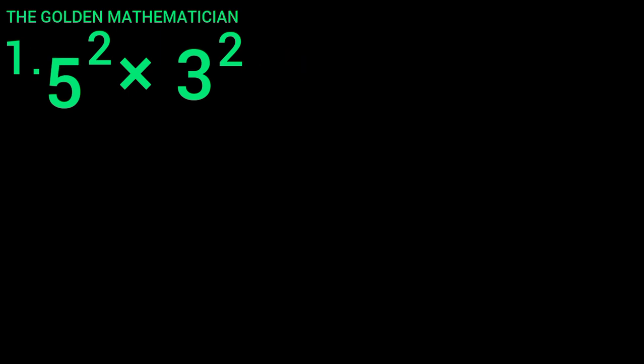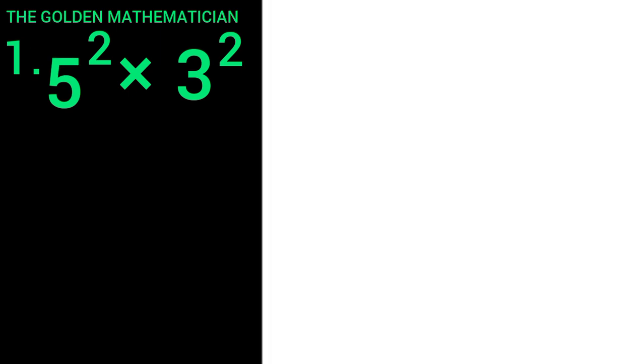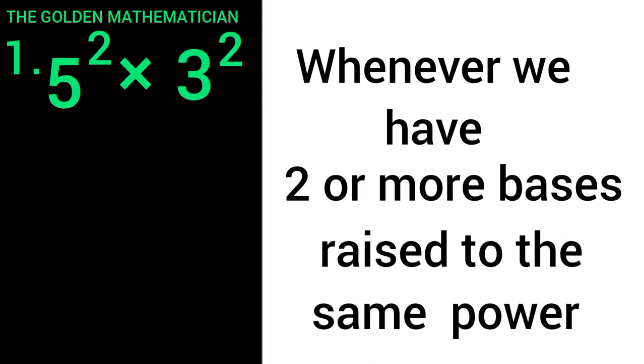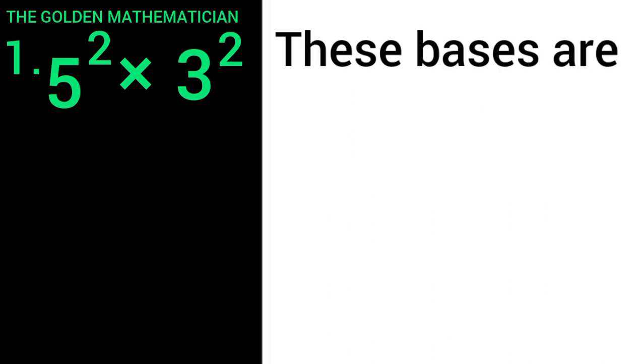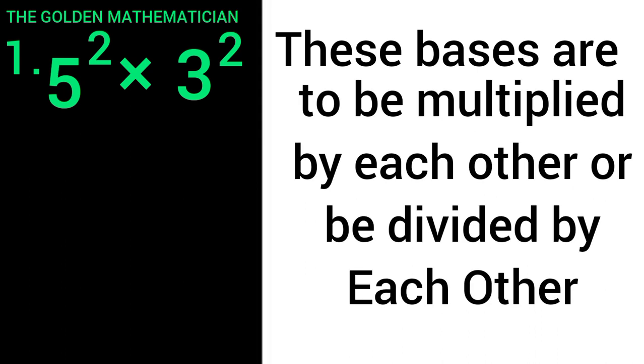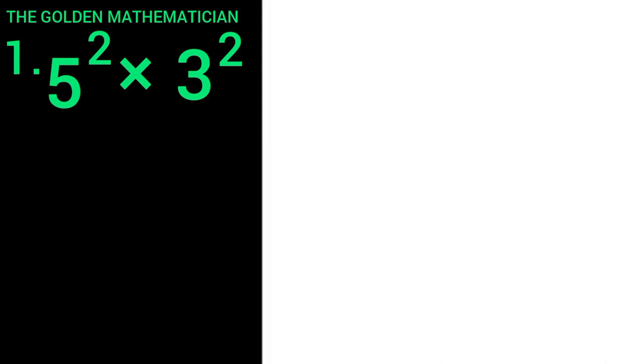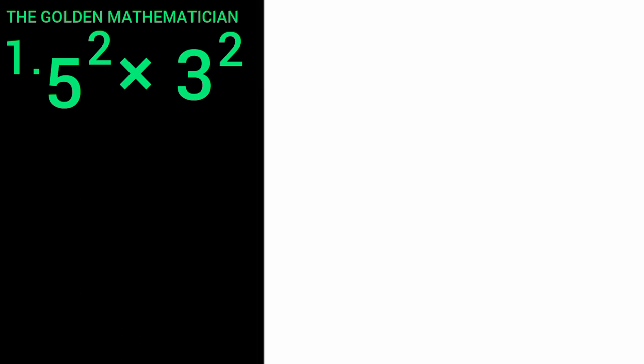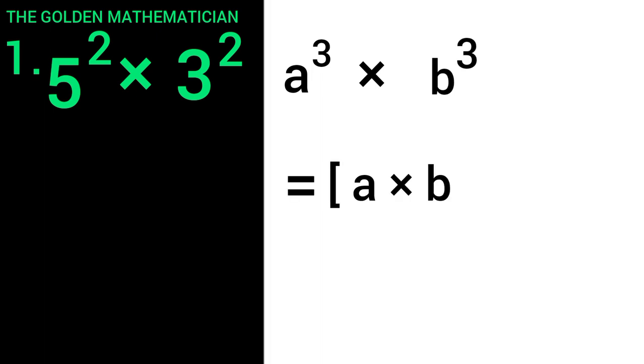They both have the same powers, and in mathematics whenever we have two or more bases raised to the same power, and these bases are to either be multiplied by each other or divided by each other, take note, it only works for multiplication and division. We can now say a raised to the power of 3 multiplied by b raised to the power of 3 is equal to a multiplied by b all raised to the power they both share, which in this case is 3. So now we have ab raised to the power of 3.